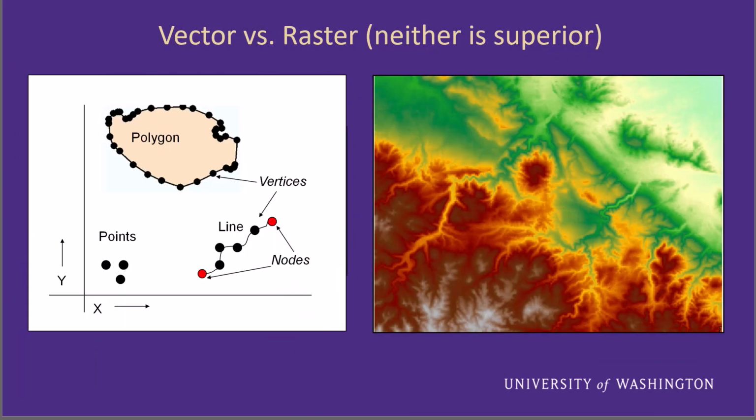In looking at vectors and rasters, neither is superior. As you recall, vectors are points, lines, and polygons, and rasters are cells of equal size, and they could look like a JPEG if you zoomed into a JPEG or a photographic image. Each of these data types has its own strengths and weaknesses.